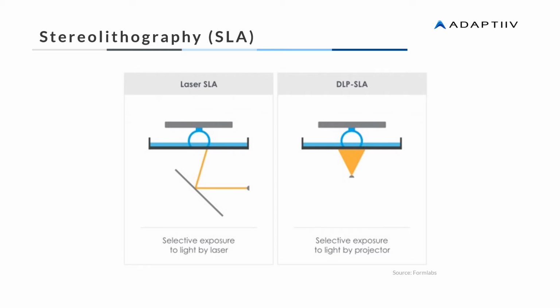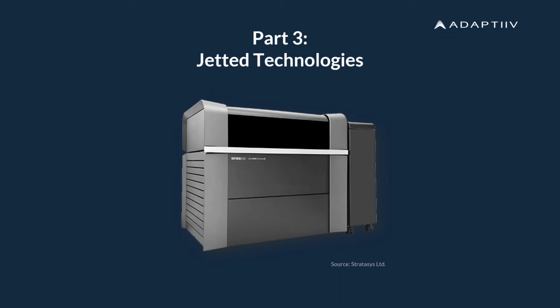Adaptiiv is currently working on validating a DLP printer and aiming to provide a fast printing solution to our customers. The next part in this series covers a broad class of 3D printers which are using jetted 3D printing technology. Those printers use a resin similar to SLA printers and deposit it in a similar fashion to FDM. In general, jetted printers are a hybrid of FDM and SLA.